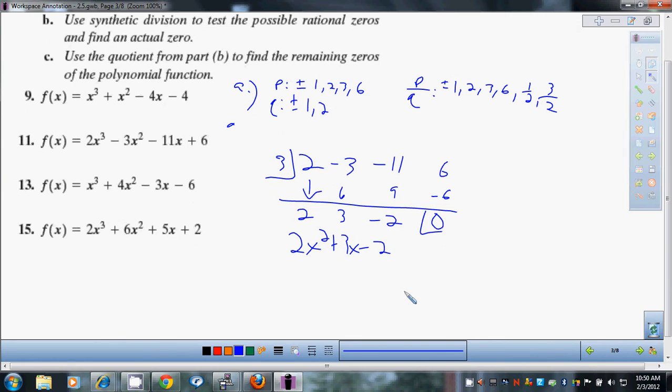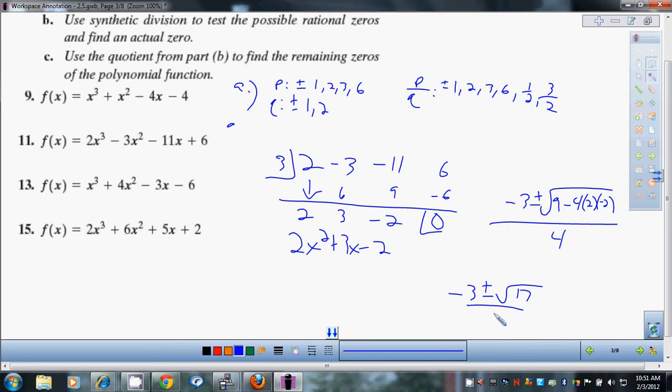Now, how do I find my last two? Quadratic. Negative b plus or minus the square root of b squared minus 4ac all over 2a. So that's negative 3 plus or minus 9 plus 8. Yuck. Can't believe they'd be quite that ugly. But if you get something really hideous like this, then just leave it. Did I do something wrong there? Is it really that ugly? 4ac. Oh, I'm sorry. This is 16, which makes this 25.